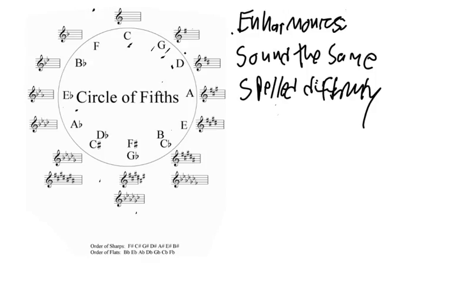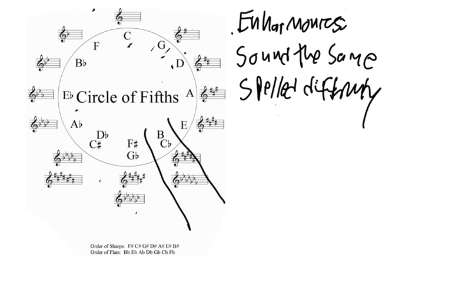F sharp, G flat. F sharp, G flat. So it doesn't matter how it sounds necessarily, but it matters how it looks on the page. One would look dramatically different. One would look like a G with a flat next to it. The other would look like an F with a sharp next to it. So these keys are called the enharmonic keys.